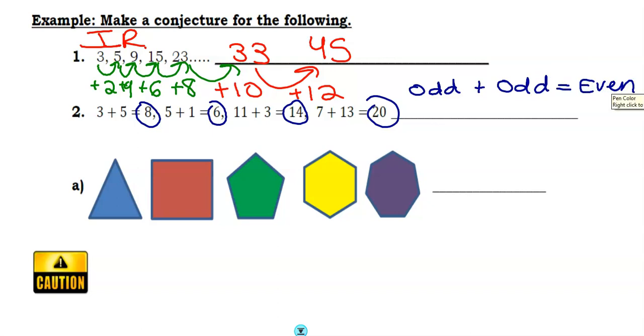So let's come up with another set of odd numbers. So let's pick 17 and 5. 17 and 5.